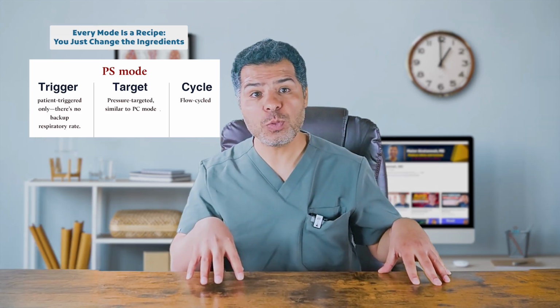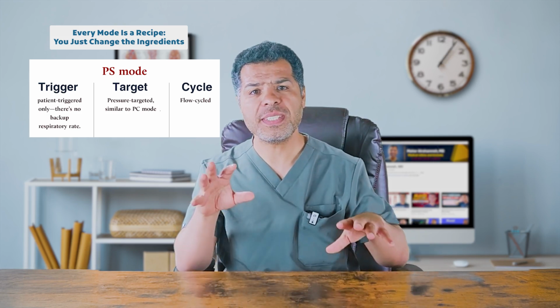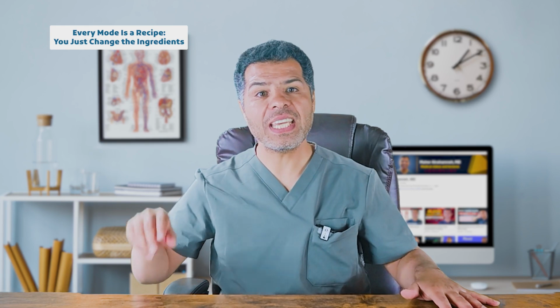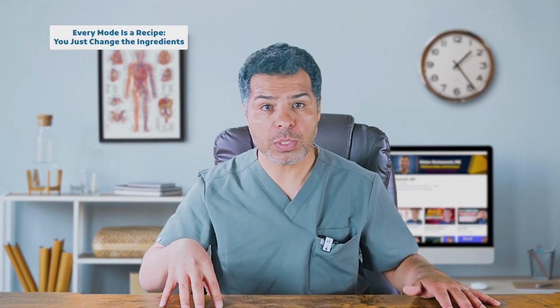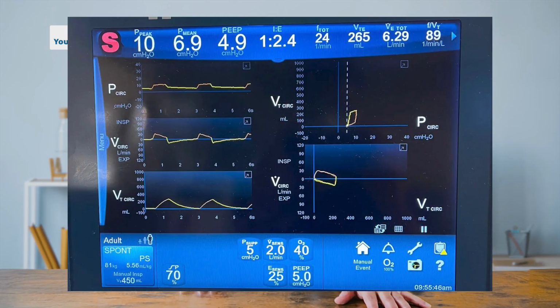The breath ends when the inspiratory flow decreases to a preset threshold, usually set at 25% of the peak inspiratory flow. Now, when ordering pressure support mode, usually in weaning, in addition to FiO2 and PEEP values, we provide the respiratory therapist with the inspiratory pressure, or what we call pressure support, and the flow cycle percentage, typically 25%. Again, you see there is no backup respiratory rate here because it only uses the patient triggers.